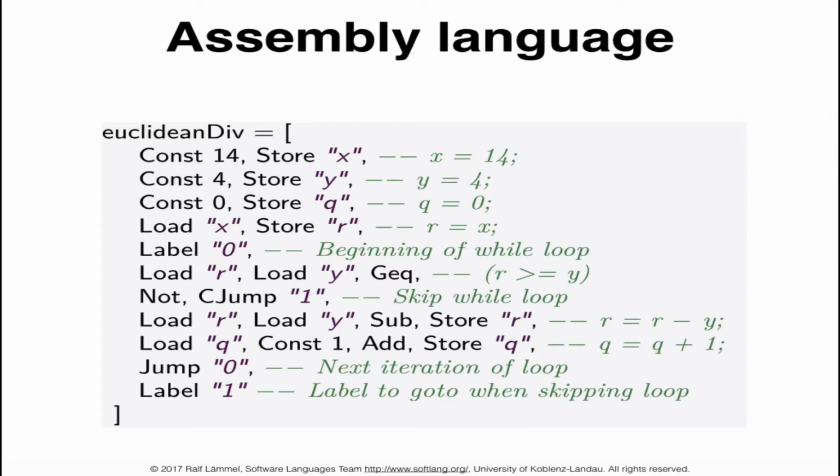It's stack-based. It uses jumps. It has symbols for memory addresses. It has labels, symbolic labels for jump addresses. And so this is some representation of Euclidean division where we want to divide 14 by 4. Okay.